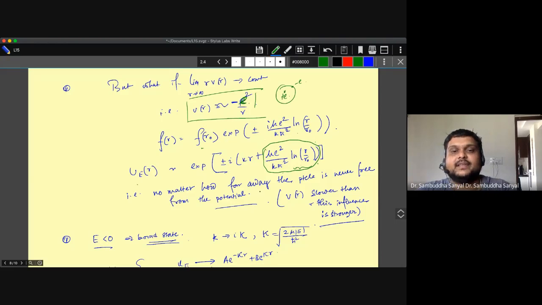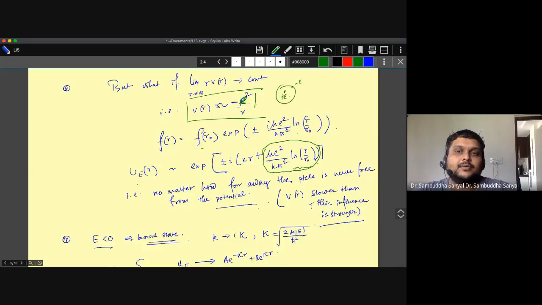So that is a very special property of this kind of potentials, where rV(r) goes to a constant in the r going to infinity limit. And this is not only just for rV(r) being constant, it could be for any V(r) which decays slower than 1 over r. It could also grow, or it could be a form like log r or something like that.